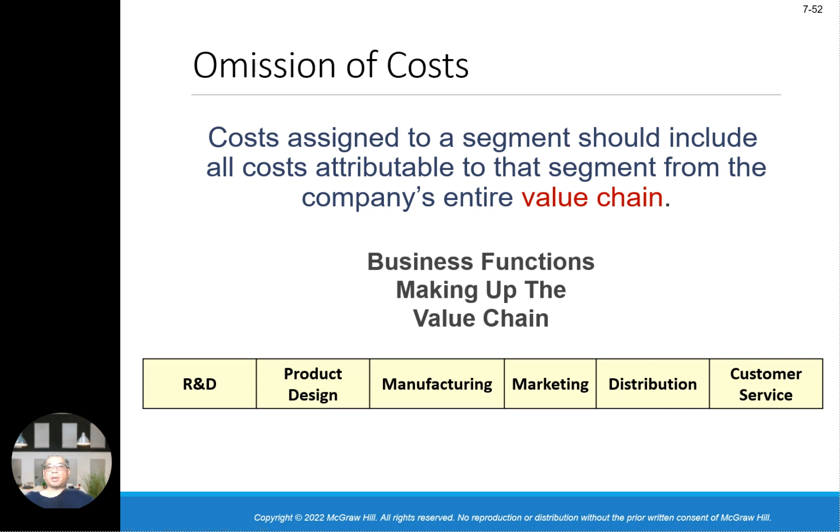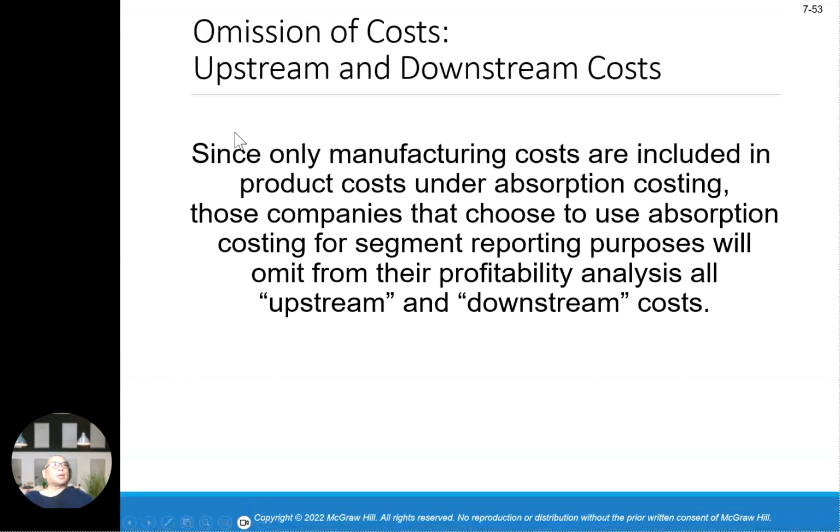distribution, and customer service. So in terms of upstream and downstream costs, since only manufacturing costs are included in product costs under absorption costing, this company can choose to use absorption costing for segment reporting purposes and will omit from the profit analysis all upstream and downstream costs.